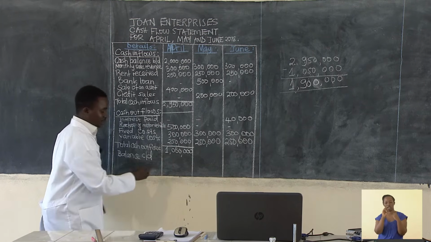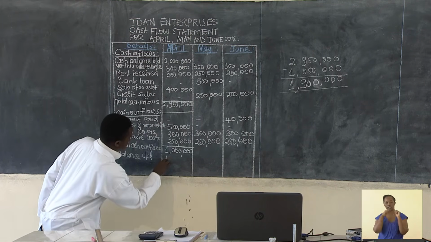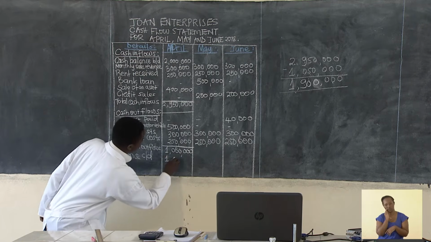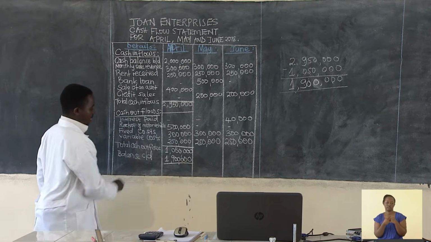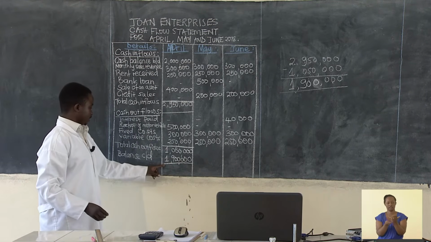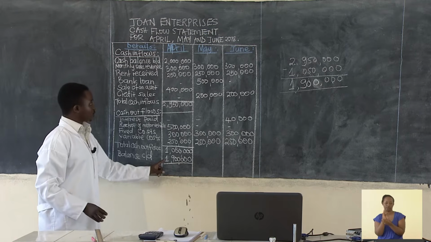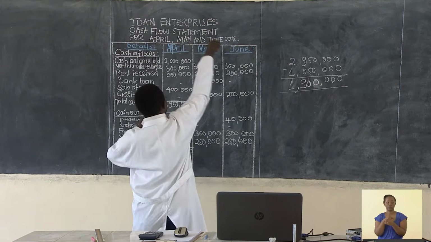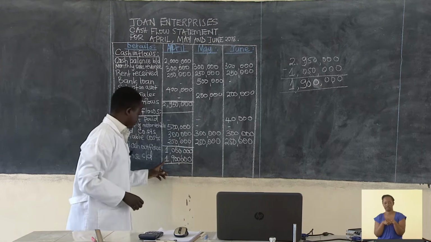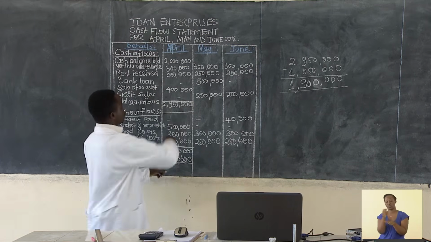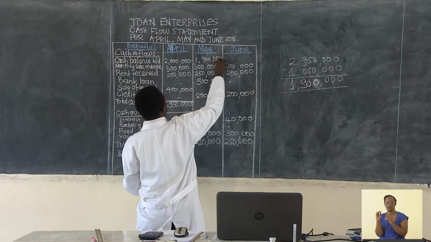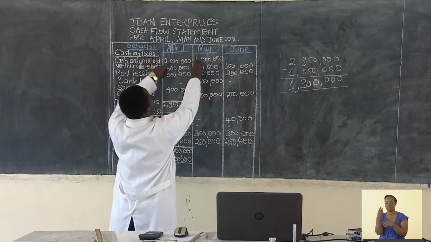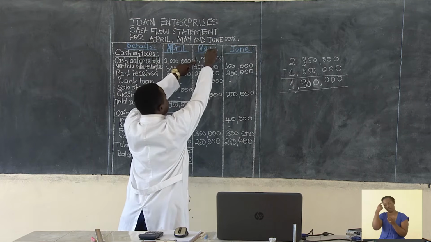1,900,000. So in this case now, this is our balance carried down. So our balance carried down, we shift it to the next trading period. Because we have finished our April with this balance, so we have to shift it to the next month. This is now cash balance brought forward for the new month of May.